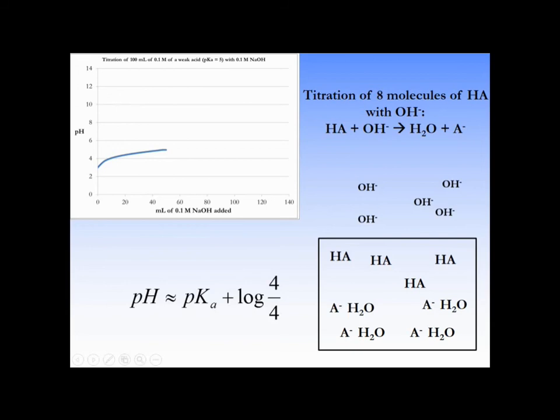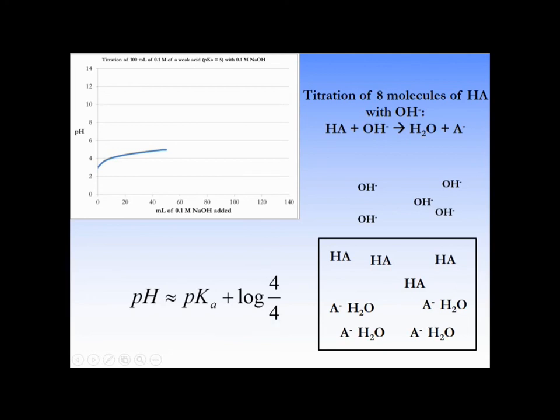I've neutralized half of the acid, which means half of what's present is the conjugate base. At this point, it's a 1-to-1 ratio. I have equal amounts of conjugate acid and conjugate base, so I have the log of 1 over here, and the pH is the pKa at the half equivalence point.